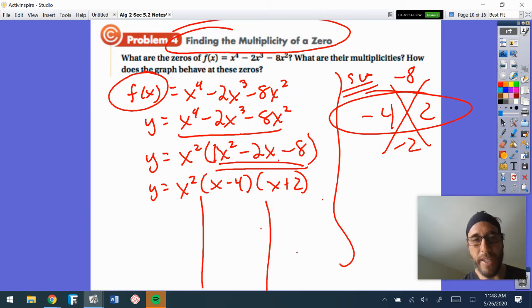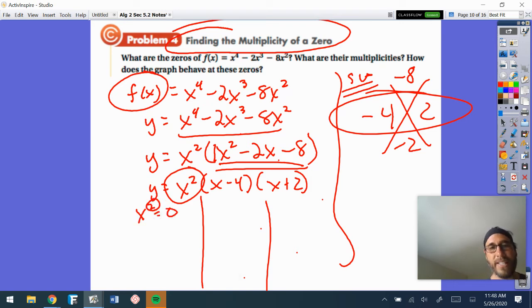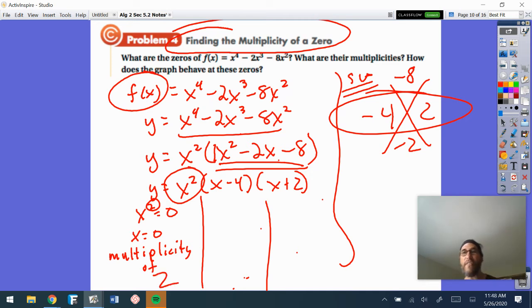Okay, so here we go. This here is x squared equals 0. That's important. That means that we all know that this guy's 0 would be x equals 0, and we say that it has a multiplicity of 2. Now, this is so cool, because whenever you have a multiplicity that's even, that means it bounces. What the heck are you talking about, Mr. T? I'm going to show you in a moment, okay?